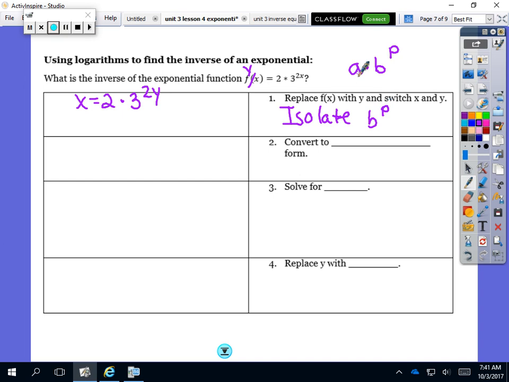So in other words, if there's a power here, or I have some plus, some number, some constant here, we get rid of this number and we get rid of the coefficient. In this case, we just have a coefficient. So we're going to divide by that 2 on both sides. So now I have x over 2 equals 3 to the power of 2y. Now I can convert to log form.